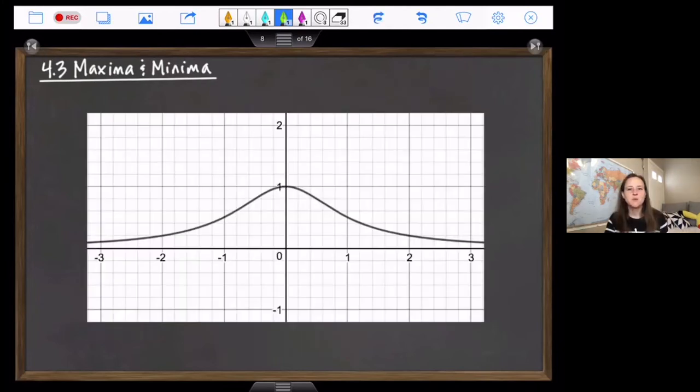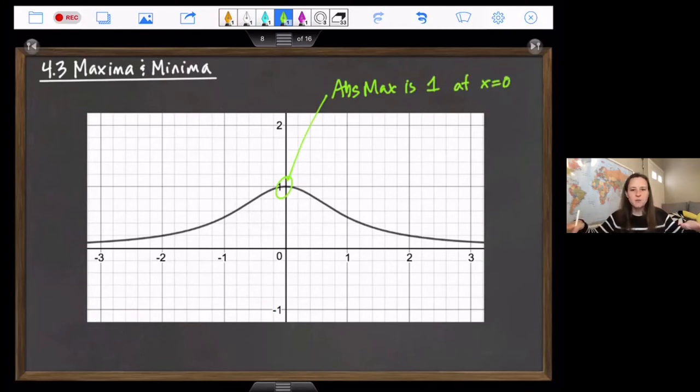This is our last graph that we're going to investigate visually. We have the absolute max here on the y-axis. So our absolute max, this is the biggest y-coordinate, is 1 at x equals 0. But then the ends of this graph on the left and the right kind of imply that we've got a horizontal asymptote at the x-axis. That's the best guess we can make from what we've been given on the graph.